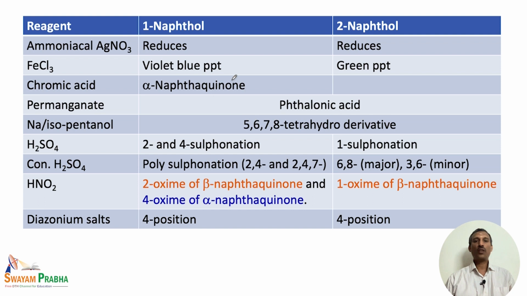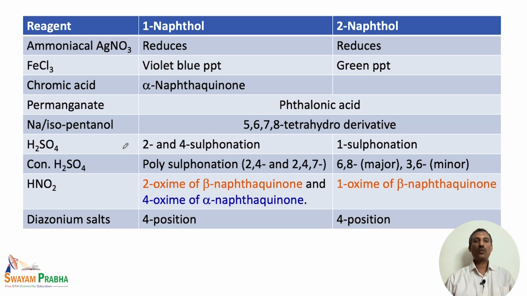Chromic acid oxidizes 1-naphthol to alpha-naphthoquinone. Permanganate converts both 1-naphthol and 2-naphthol to phthalonic acid. Sodium and isopropanol hydrogenation leads to the 5,6,7,8-tetrahydro derivative. Depending on whether it is 1-naphthol or 2-naphthol, the hydroxy group is present at the corresponding position.